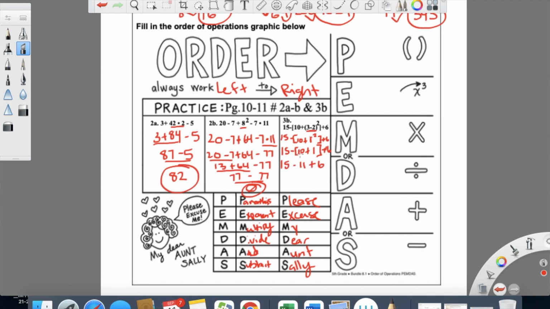So now I have 15 minus 11 plus 6. I only have addition or subtraction left. So I'm going to go through and start doing these pieces. So 15 minus 11, we get 4 plus 6. So 4 plus 6 gives me 10. All right. So that was our practice with order of operation.